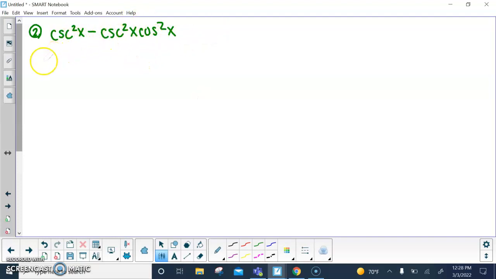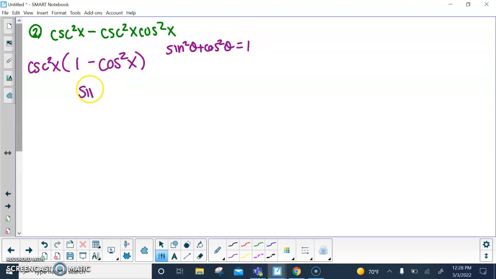When I was working this, I recognized that they both had a cosecant squared in them. So I factored out a cosecant squared of x, and so that left me with 1 minus cosine squared of x. Well, 1 minus cosine squared, remember sine squared plus cosine squared equals 1. So that means 1 minus cosine squared is just sine squared. I'm sorry, I need an x there instead of a theta. And then you can rewrite this cosecant squared as 1 over sine squared. Your sine squareds cancel out, and you're left with just 1.